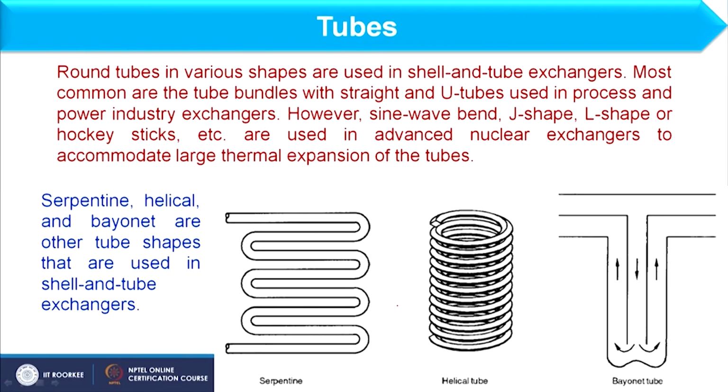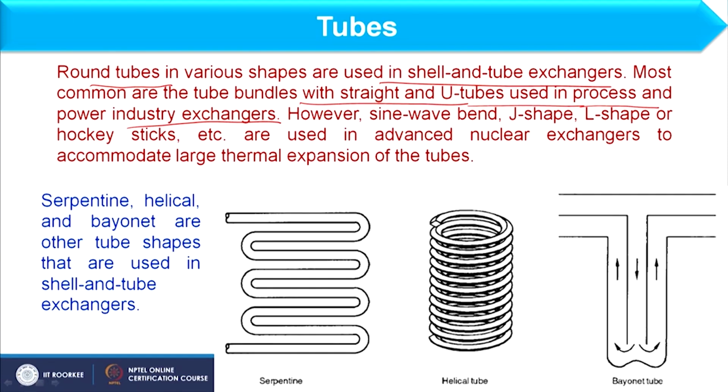As far as constructional details of a shell and tube heat exchanger are concerned, we will focus on tubes. Generally we consider round tubes of various shapes in shell and tube heat exchangers. Most common are tube bundles with straight and U tubes used in process and power industry exchangers. So, mostly we use straight tubes as well as U tubes, and for some special purposes such as nuclear exchangers we also use other types of tubes such as sine wave bend.